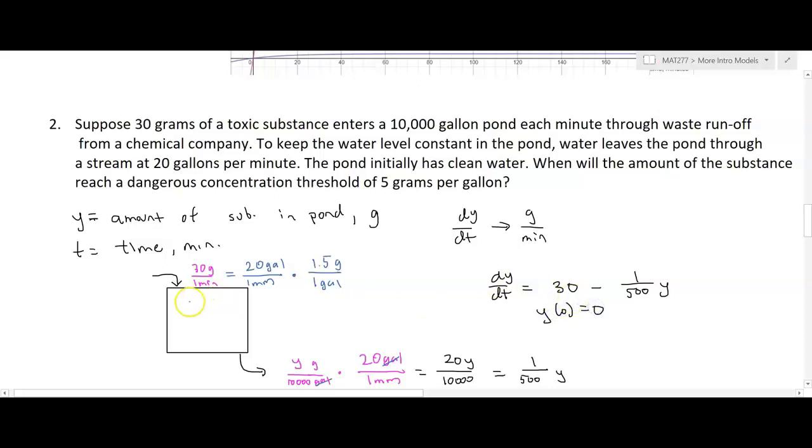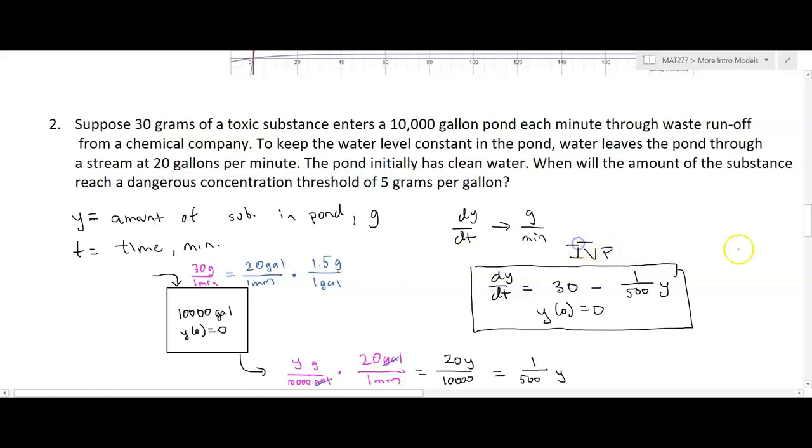So now coupled with my initial condition, I could have said over here in this box, this is 10,000 gallons with no substance initially present. And so there is my IVP, my initial value problem, and I can now begin doing my calculus on this.